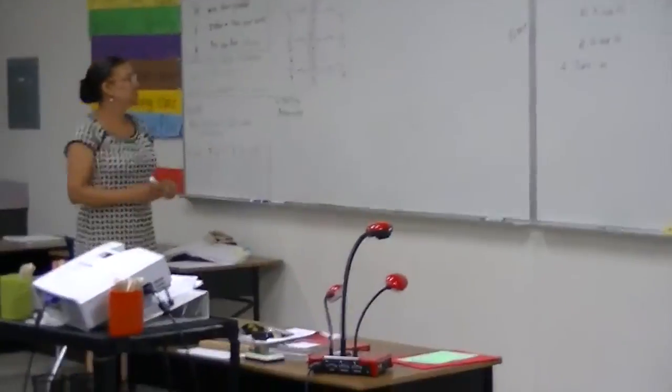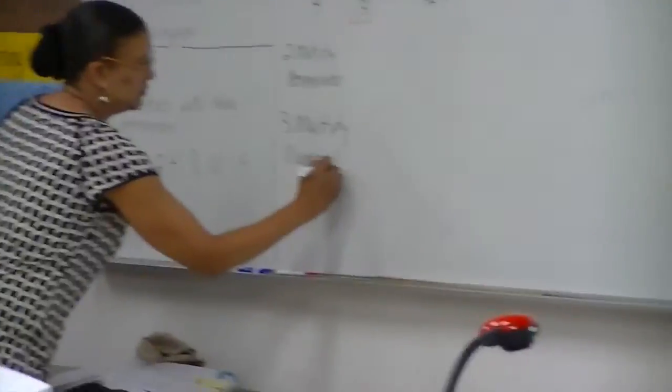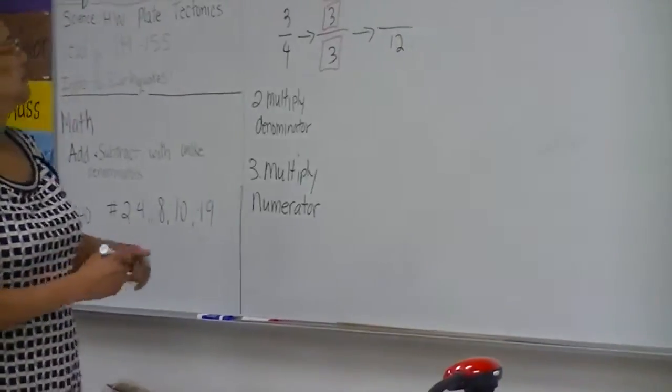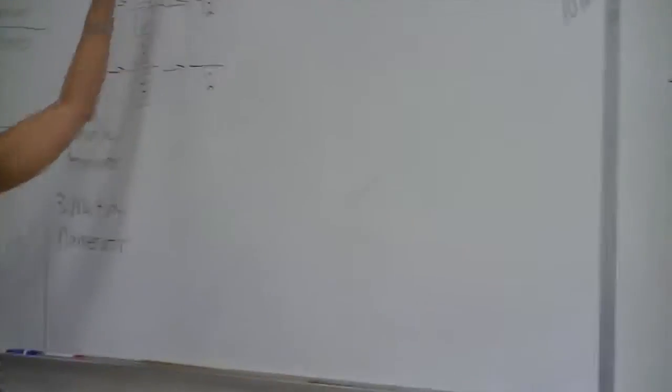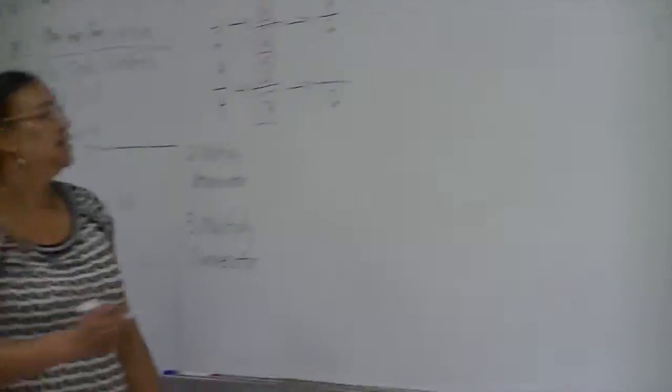So step number 2 was to multiply the denominator. Step number 3, multiply the numerator. In this case, for 1/3, 1 times 4 equals what? 4. 1 times 4 equals 4. 1 times 6 equals what? 6. 3 times 3 equals 9.